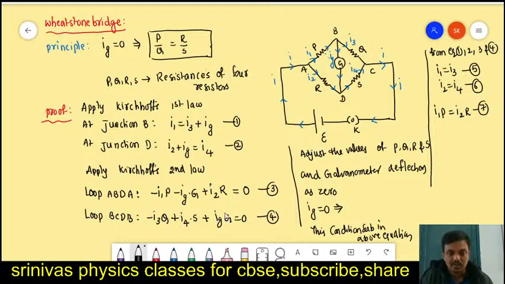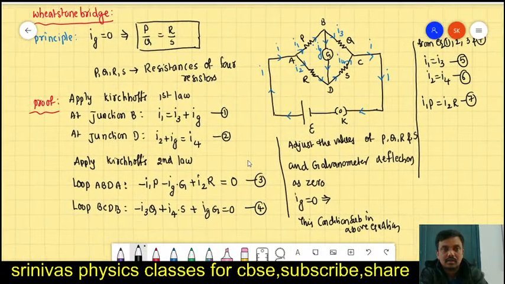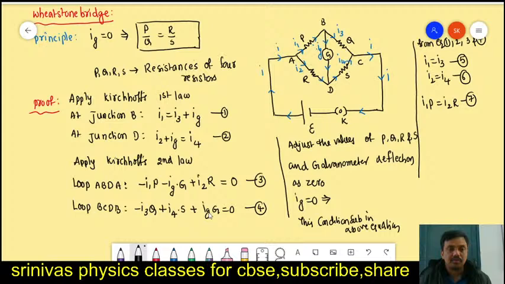Next, equation 4. Write Ig0, this term will become 0. Minus I3q plus I4s is equal to 0. Minus I3q taken to the right side, I3q is equal to I4s. This is equation 8.